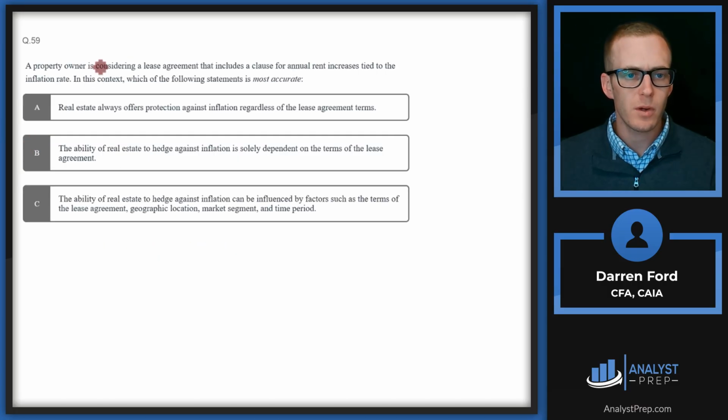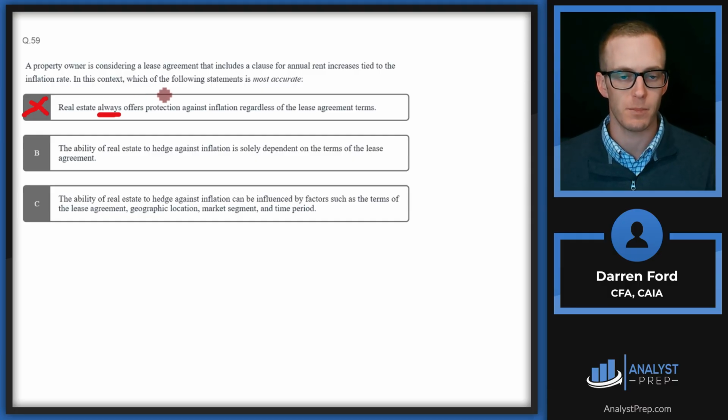A property owner is considering a lease agreement that includes a clause for annual rent increases tied to the inflation rate. In this context, which of the following statements is most accurate? A, real estate always offers protection against inflation regardless of the lease agreement terms. That's going to be incorrect. And I would say in general, staying away from answers that say always or never, these extreme terms, is usually not going to be right, because there's sometimes some nuance that would make a statement correct depending on what's in the question. Especially regardless of lease agreement terms.